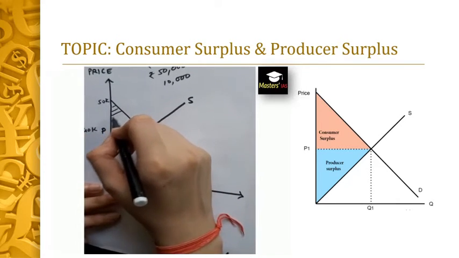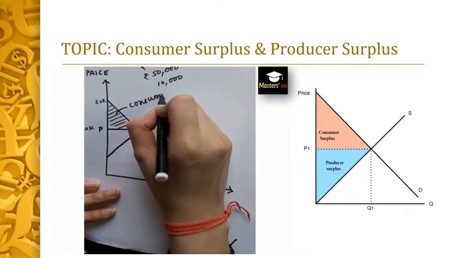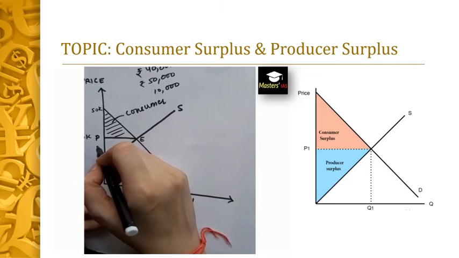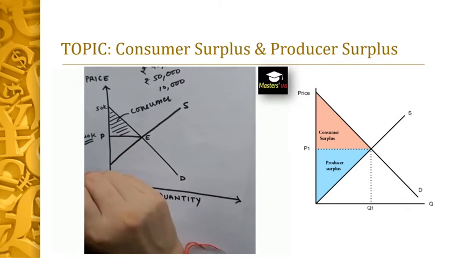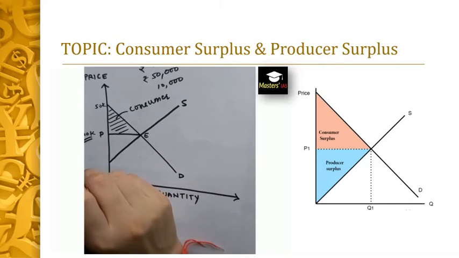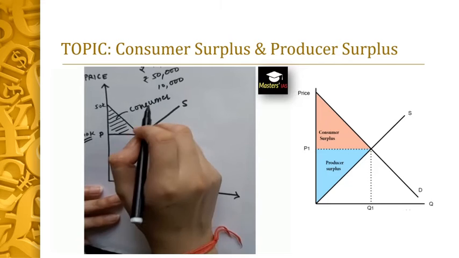So this is my consumer surplus because these 10,000 rupees I do not have to pay, because at the end I'll have to pay only 40,000 rupees, which will result in my consumer surplus, which is also known as consumer satisfaction.